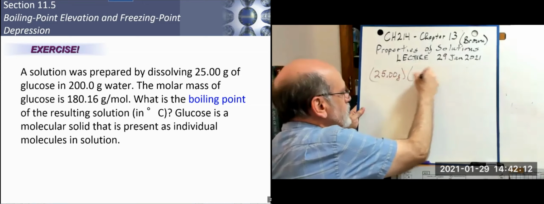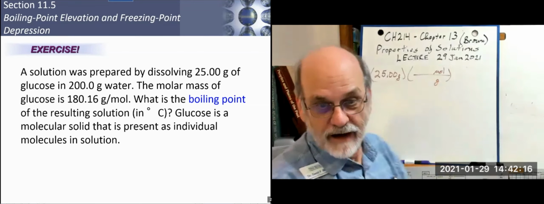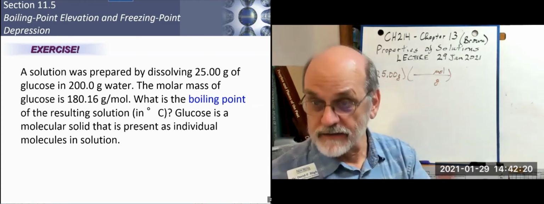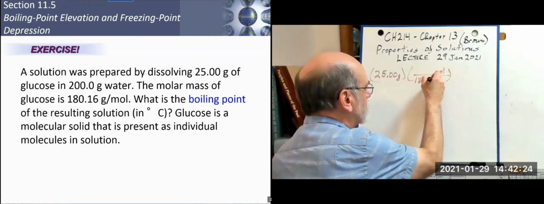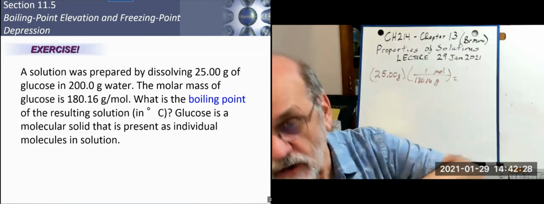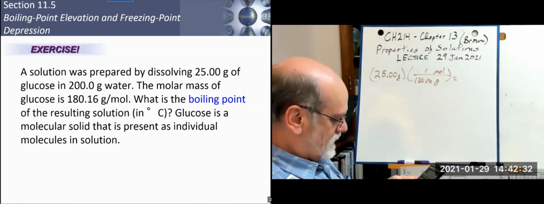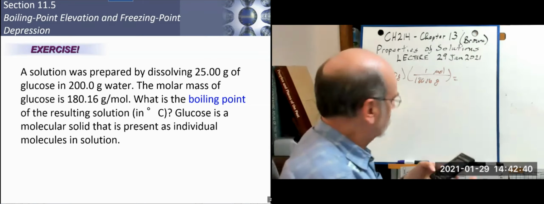Okay, so we have 25 grams of glucose, and we want to convert that to moles, right? The molar mass of glucose is given as 180.16. So we get a certain number of moles of glucose: 25 divided by 180.16. So I get 1.388.